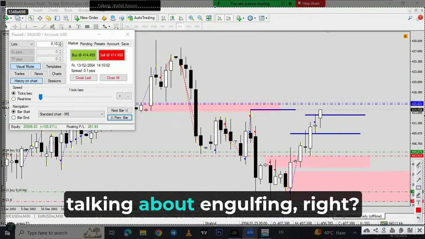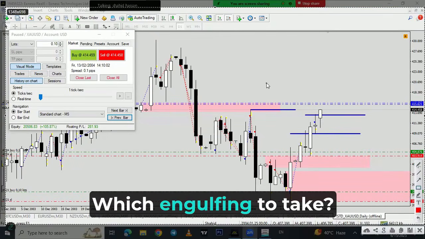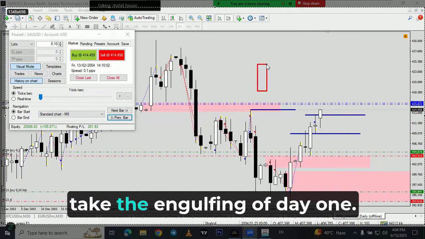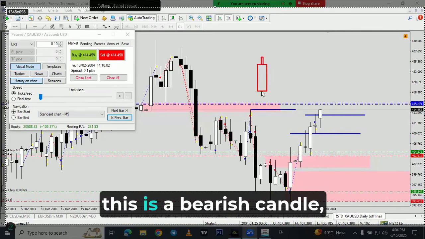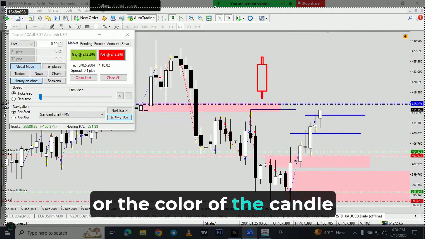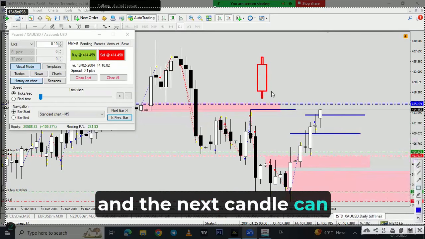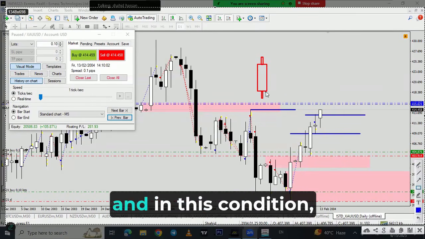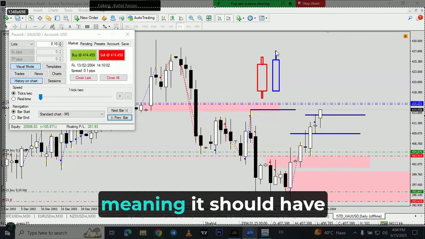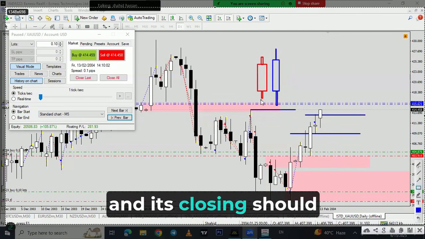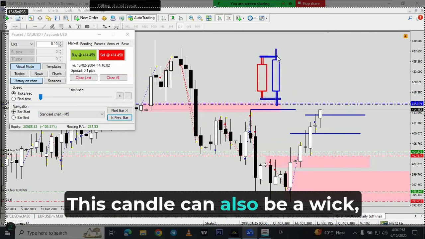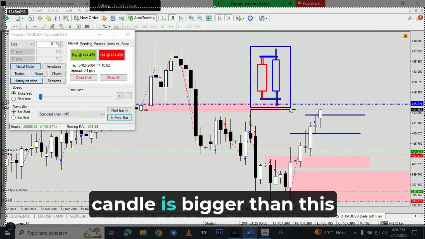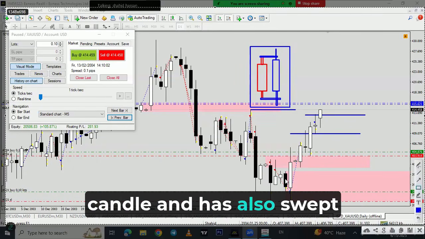We were talking about engulfing, right? Which engulfing to take? Only take the engulfing of day one. You have to note this, take the engulfing of day one. For example, this is a bearish candle, or the color of the candle doesn't matter, and the next candle can start from here or anywhere. The market will start at the open closing price here and in this condition it should have engulfed, meaning it should have swept this low and its closing should be above it. This candle can also be a wick, but visually you should be able to see that this candle is bigger than this candle and has also swept its low.